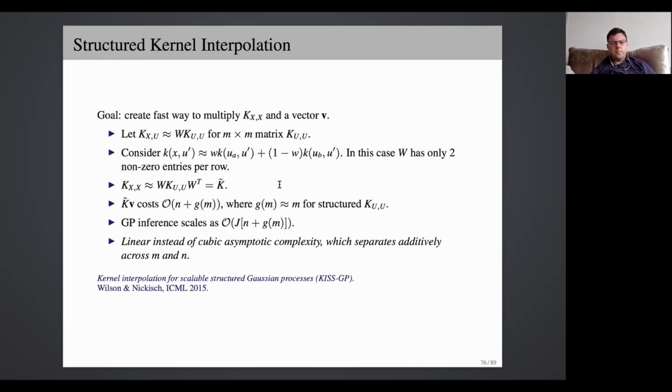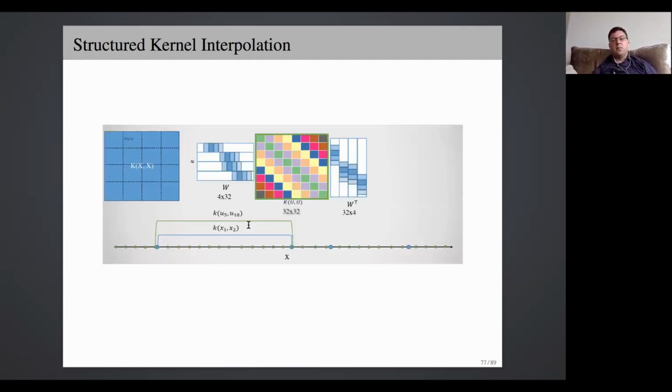And importantly, it also separates additively across the number of inducing points m and the number of training points n. So often we see something like m squared n in inference with inducing point methods. Here we have more like n plus m. And so that means we can make m really large and get a very accurate approximation. In fact, the approximation will be exact as we make m go to infinity, and it'll converge pretty quickly for a number of interpolation strategies.